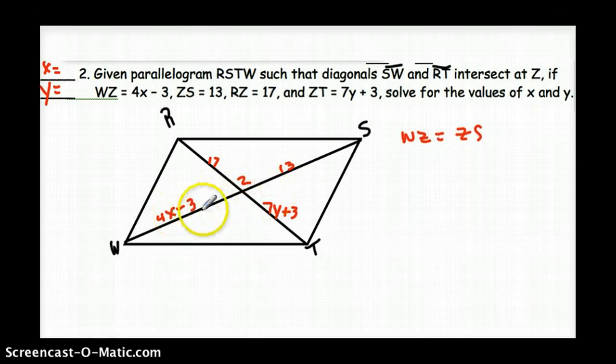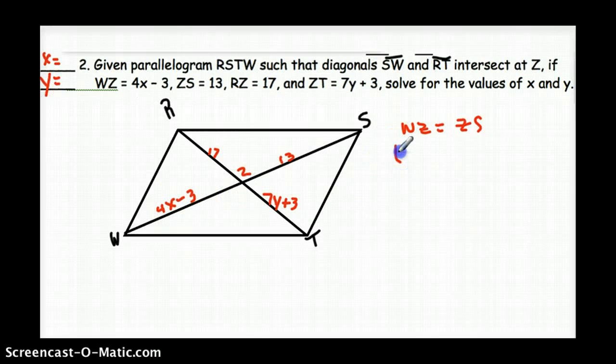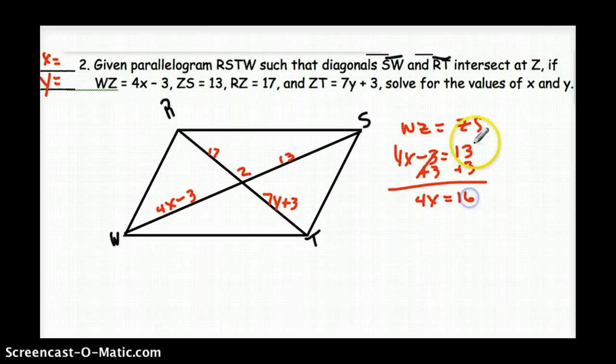Okay, so once we have that written, we can substitute in 4x minus 3 is equal to 13. Now we can solve. 4x equals 16 there, and we're going to divide by 4 on both sides, and we get x equals 4. Okay, so now we're going to do the same thing for y.